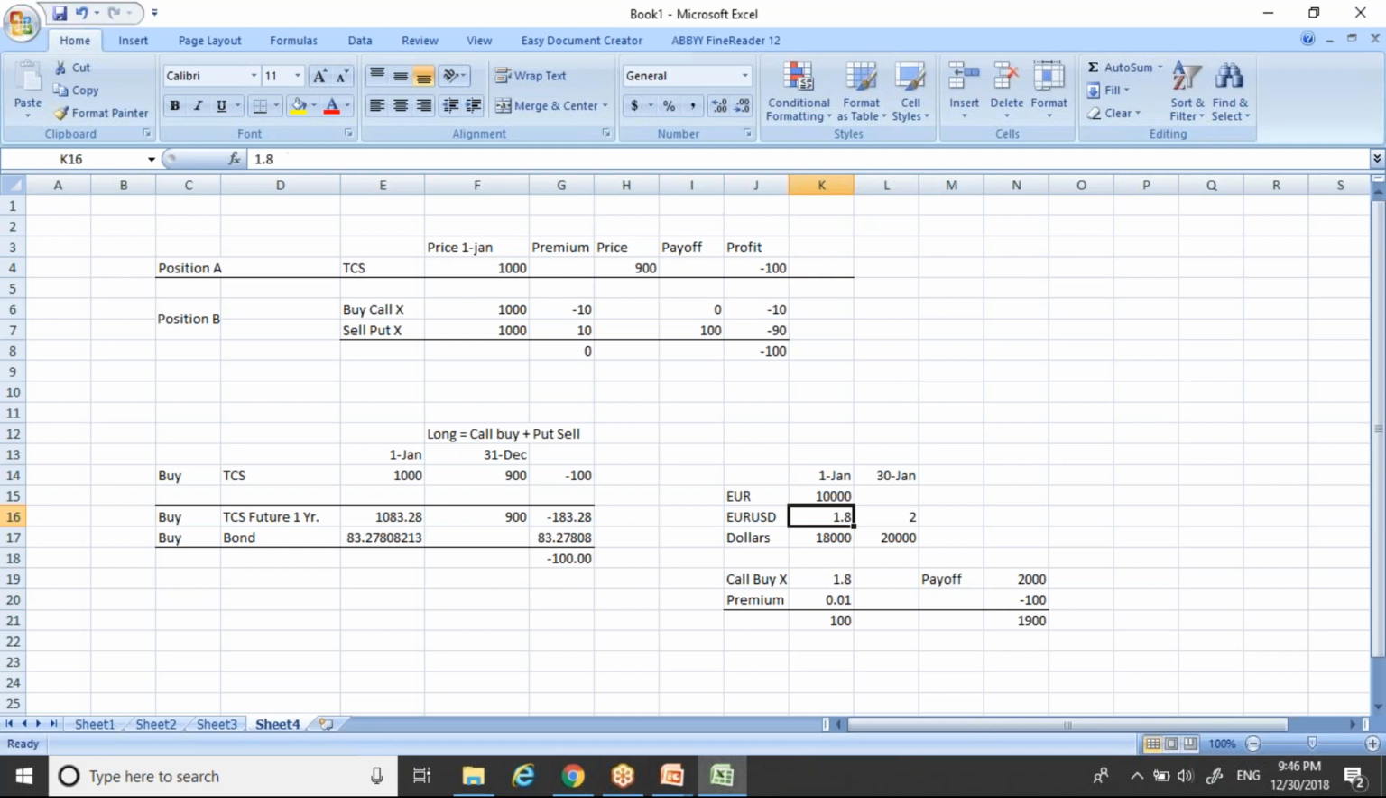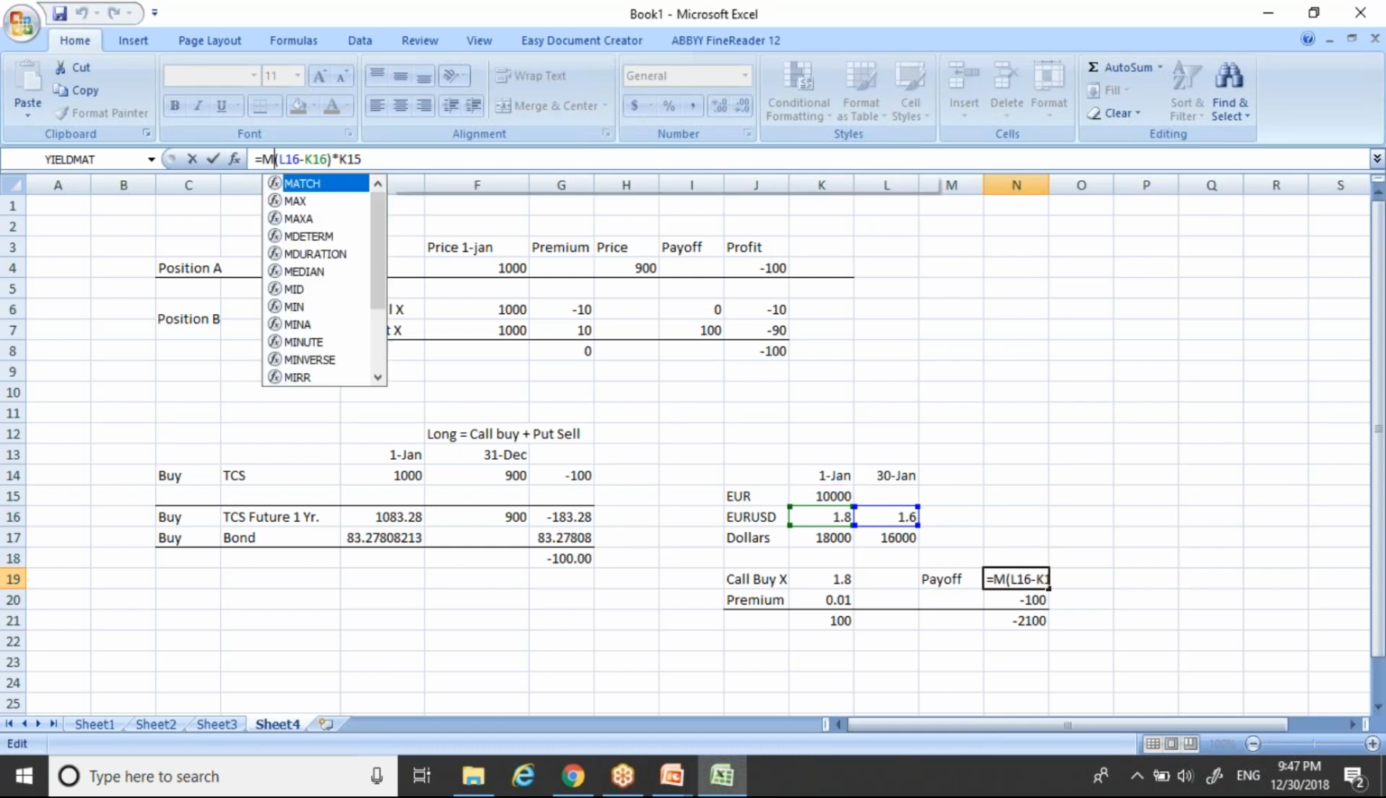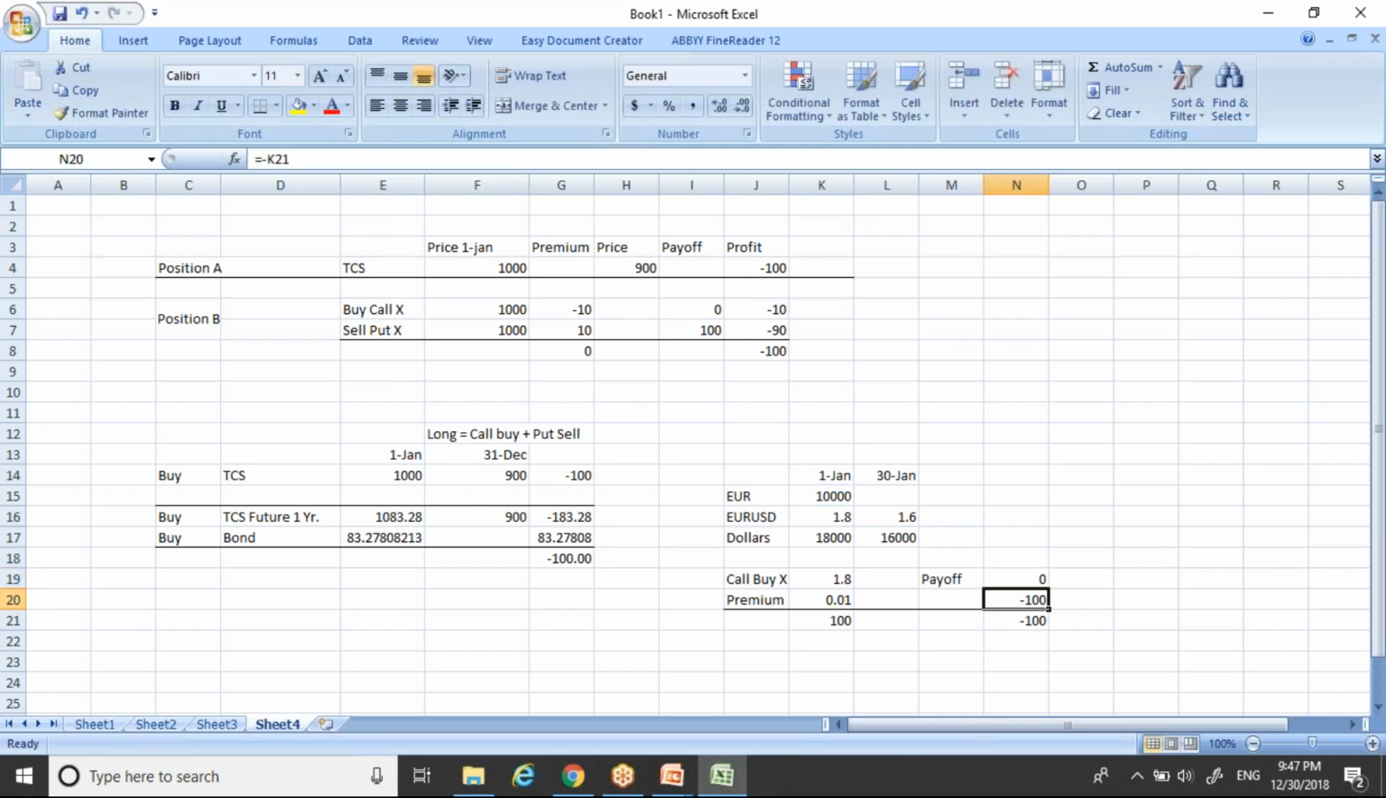However, if the price does not go up and remains the same, 1.8, then also your loss is only $100. And if the price goes down, let's say 1.6, you don't exercise. Now the payoff here will not be 2,000. I have to put the max formula here, so that will be 0, and the loss is that $100. So you won't have losses of more than $100 if you're hedging your position by buying a call.